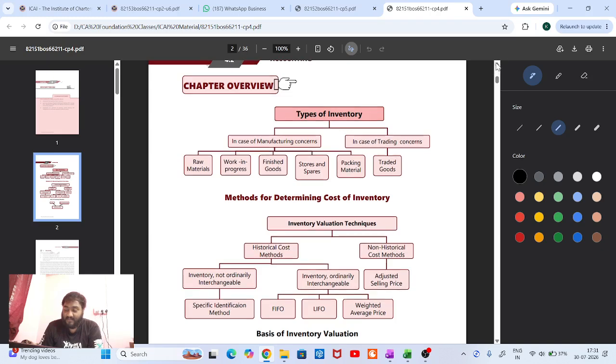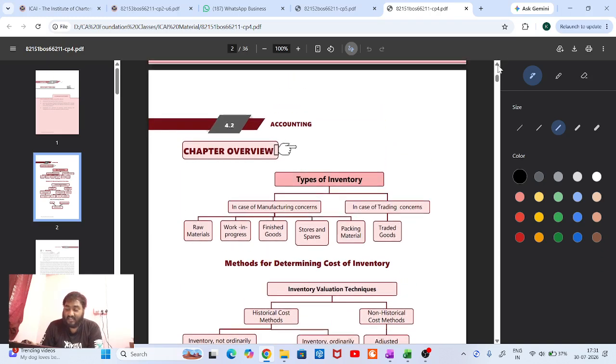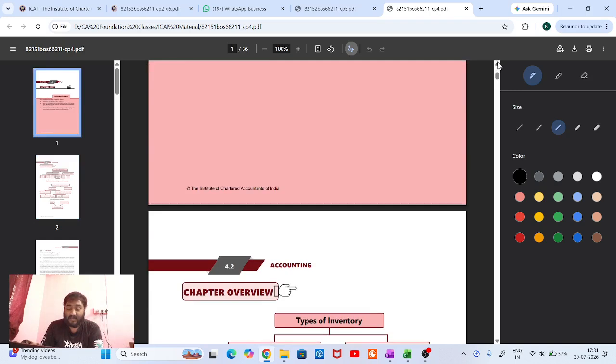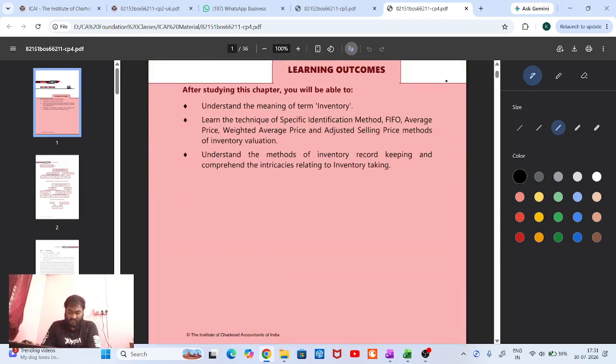inventory. It is a really easy chapter if you understand the substance or the concept of the chapter. Okay, so I just prepared the notes for you.